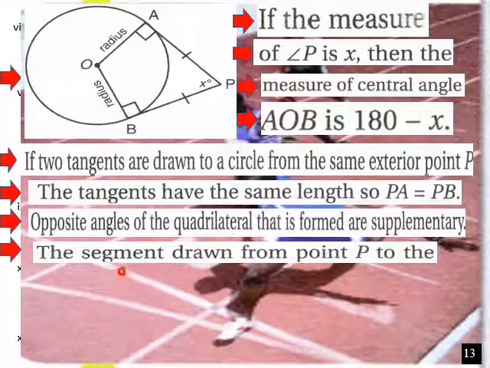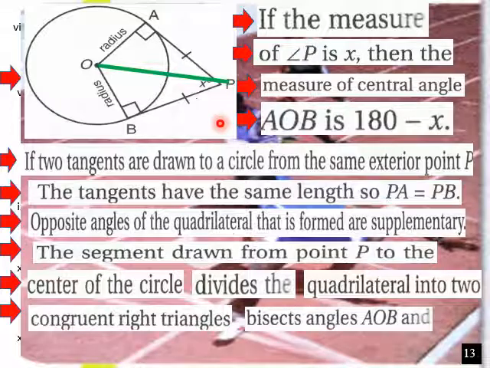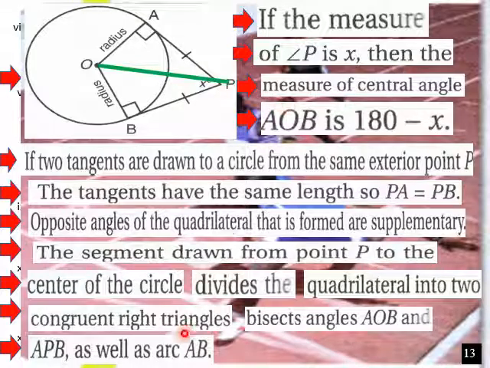The segment drawn from point P to the center of the circle divides the quadrilateral into two congruent right triangles. Both of these are congruent here. This is your hypotenuse, and then you have a side here. So you basically have a side-angle-side kind of congruency situation going on there.